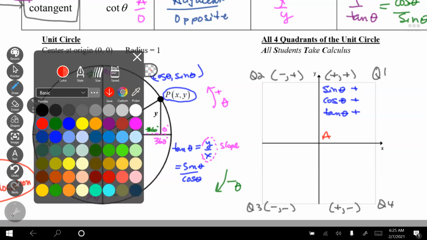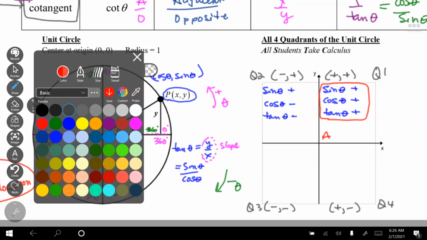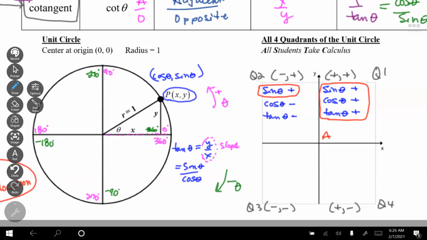So when I'm in quadrant 1, all of them are positive. When I'm in quadrant 2, sine is the y value. It is positive. Cosine is the x value, which is negative. And tangent, which is the y over x, is positive over negative. It's also a negative value. So when I'm in quadrant 2, sine is positive, so I put an S here. Now notice I do the sine before cosine, because if you look on your calculator, the sine key is before the cosine key. We'll talk about that on another day why.